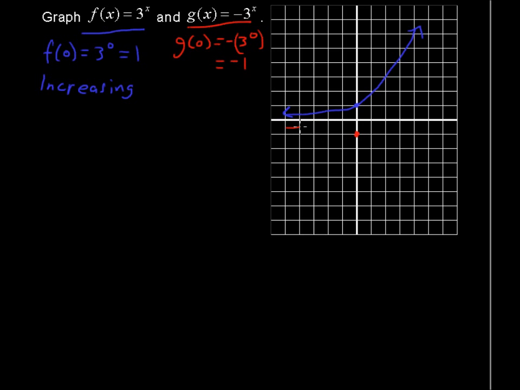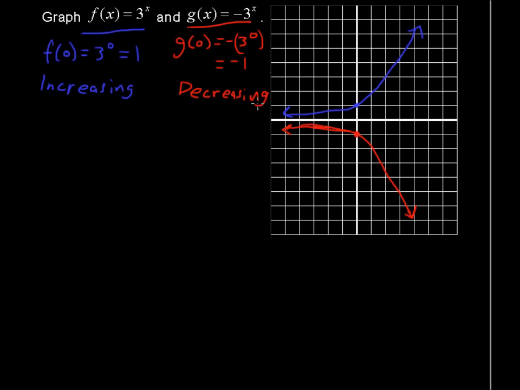And that makes sense because if you try to think about transformations of graphs, g of x is just the opposite of f of x. So whatever you thought you had in blue, in red is going to be the opposite. So a mirror image across the x-axis. So this function is decreasing.